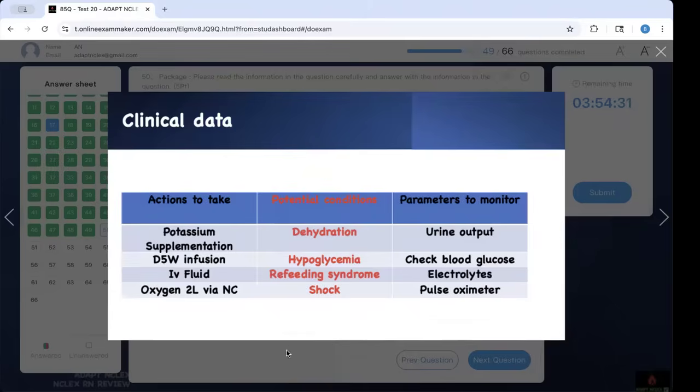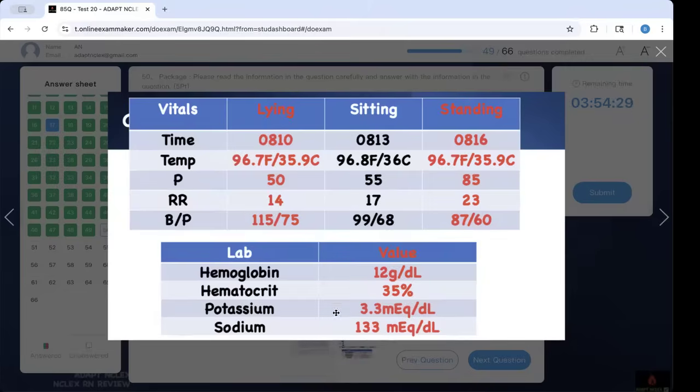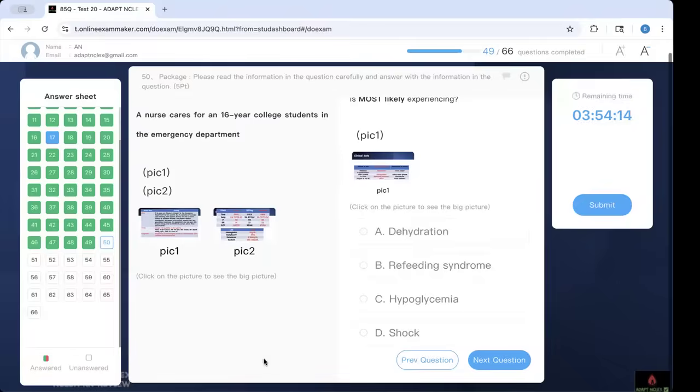Hypoglycemia, do you see any evidence of that? Look at the pulse, lying and standing. When you're standing, you see orthostatic changes, tachycardia goes up. This patient is not in shock. They're having dehydration, signs of dehydration.